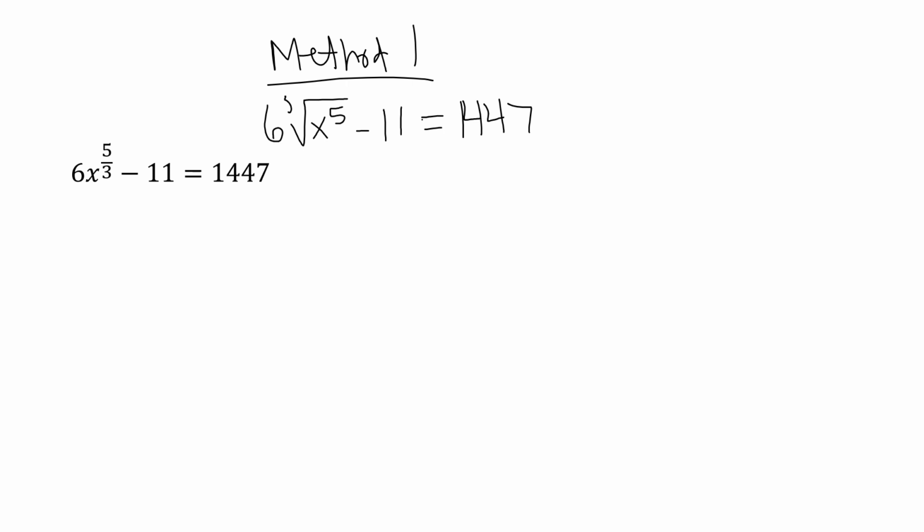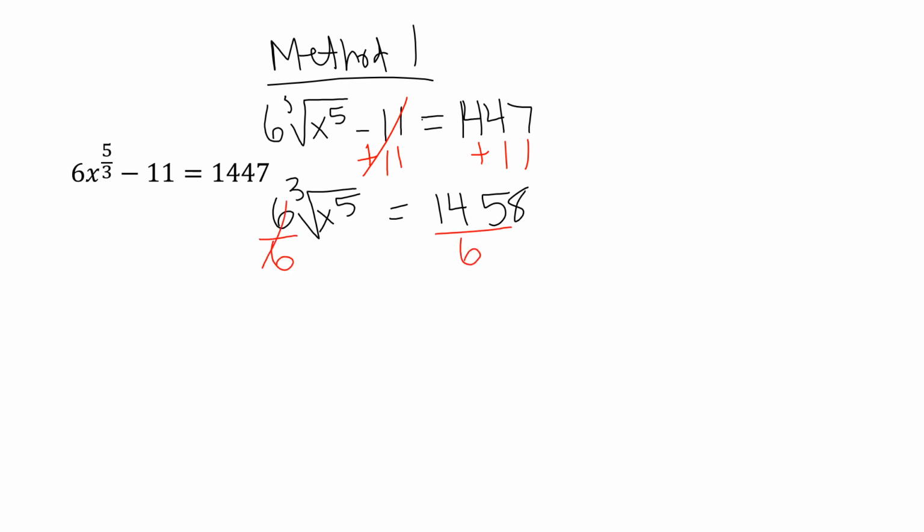So I'm going to get rid of this constant first. You have this minus 11 hanging back there at the end, so we're just going to add 11 to both sides. So now we're down to 6 cube root of x to the 5th power equals 1447 plus 11, 1,458. Now we're going to get rid of that coefficient that's out there in the very front. We're just going to divide both sides by 6. Gets us down to cube root of x to the 5th power equals 243.